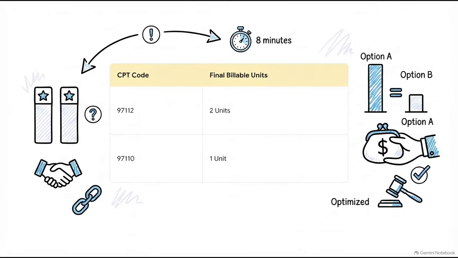Both are entirely accurate and compliant based on the time you documented. Now, usually clinics will choose the code with the higher RVU to optimize reimbursement in these tiebreaker scenarios. But compliance-wise, both are absolutely correct.